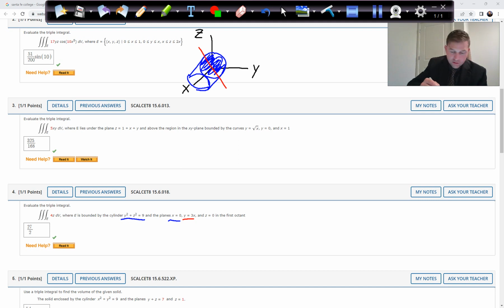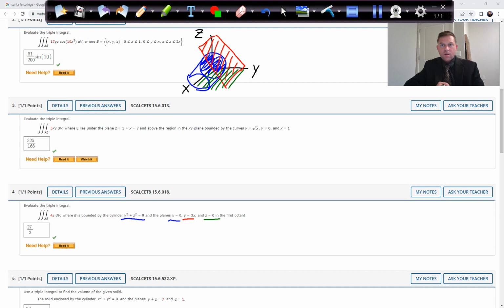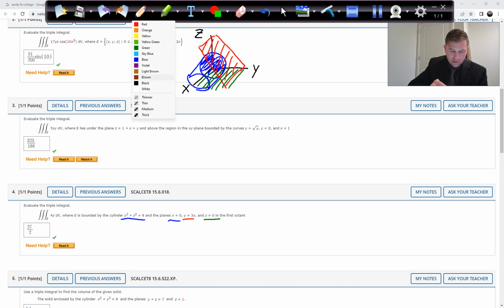It's hard to draw. So we've got this plane, y equals 3x. It's going to slice through that cylinder. And then z equals 0 is going to cut off the bottom of this cylinder. It's only going to allow stuff above the xy plane. So let me clean this drawing up.